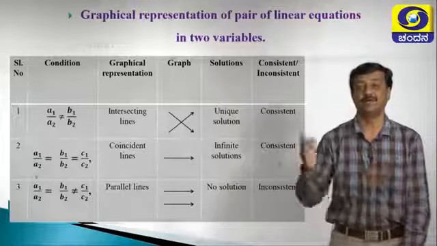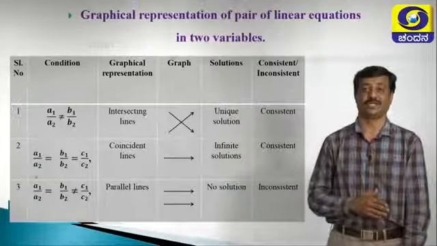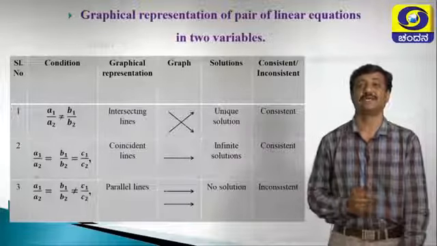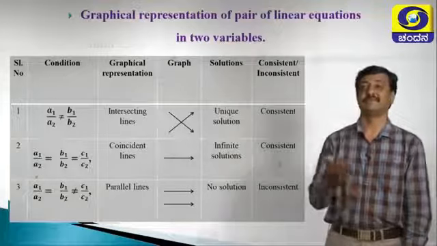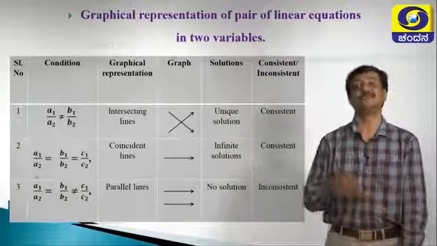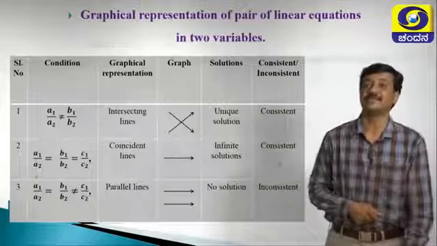Hence, there is no common point at all for the two lines. Hence, the pair has no solution. If that is the case, we say it is an inconsistent pair. If there exists a solution, we say a consistent pair. If there is no solution for the pair, we say it is an inconsistent pair.